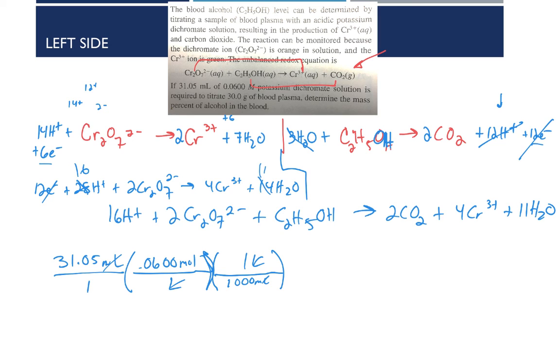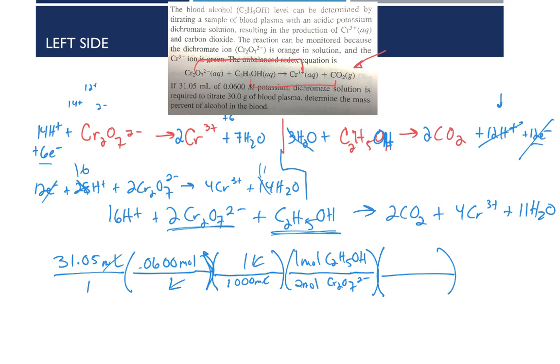At that point, then we have moles of our first substance. Then I'm going to do my mole ratios. I need the mole ratio of C2H5OH and the dichromate, which is right here. So 2 moles of Cr2O7 2-, 1 mole of C2H5OH. That gets me to moles of that. And then last but not least, they want to know the mass of it. Okay. And so we're going to use molar mass. So 1 mole of C2H5OH is 46.07 grams, which gives me 0.0429 grams of alcohol, C2H5OH, in the blood.